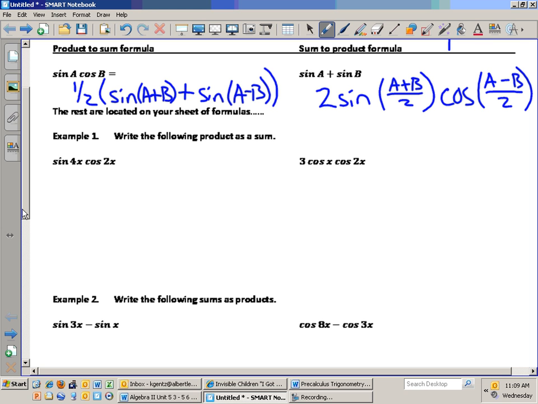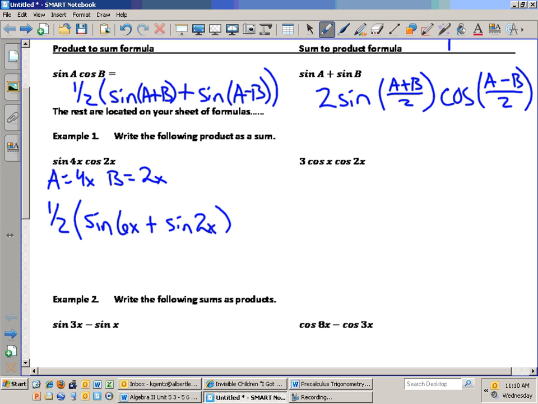So let's just practice. We want to write the following product as a sum. Now, this is in terms of sine times cosine, which is the first formula I wrote down. So all I need to do is identify what A and B are. What is A in this situation? 4x, and what is B? So what this becomes is 1/2 times the sine of, what's A plus B? And what's A minus B? That's it.